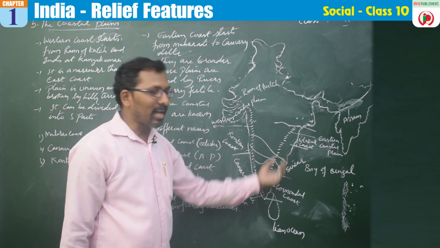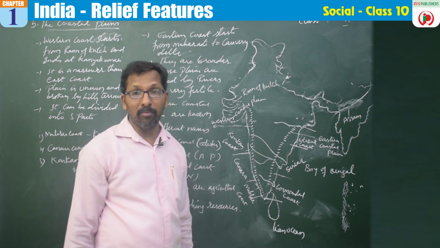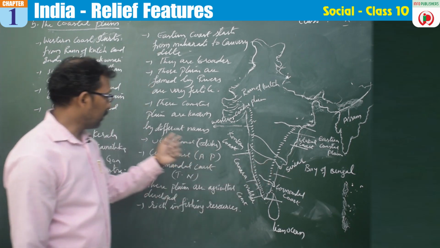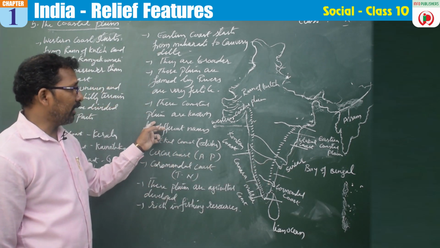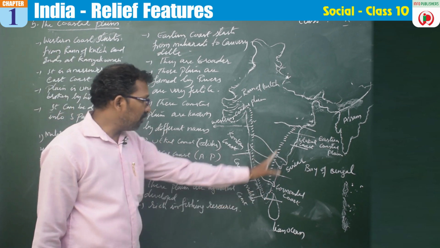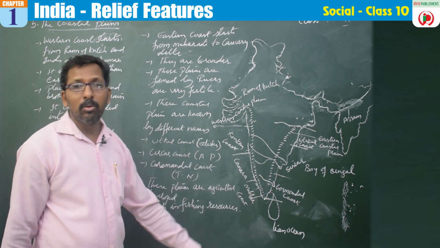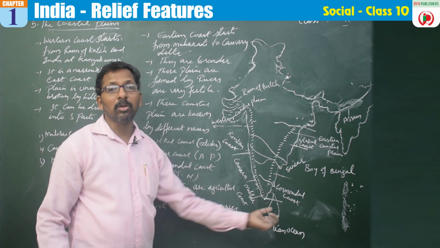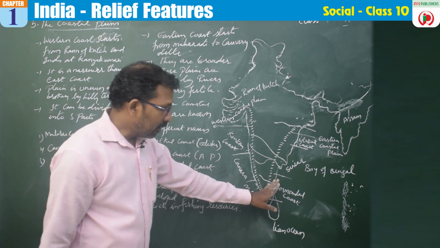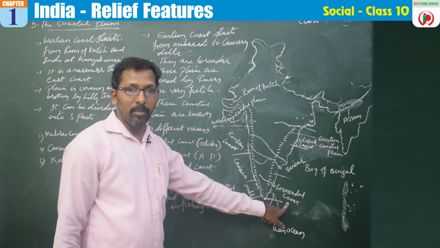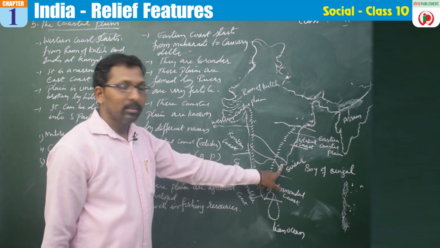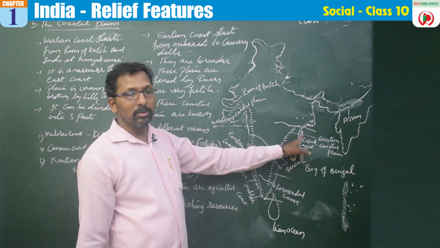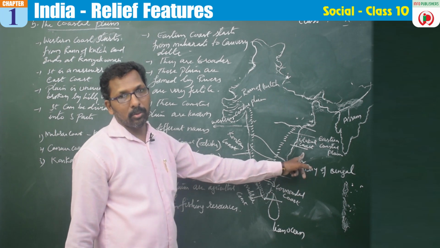That's why the granary of India is in the south, right? So these coastal plains are known by different names locally. What are they? The Tamil Nadu coast is called the Coromandel coast. The Andhra Pradesh coast is called the Sarkar coast. The Odisha coast is called the Utkal coast.